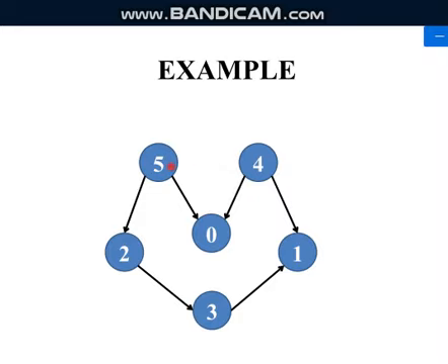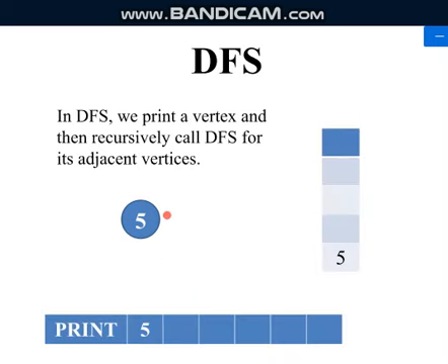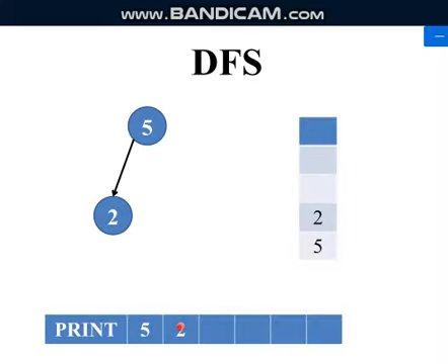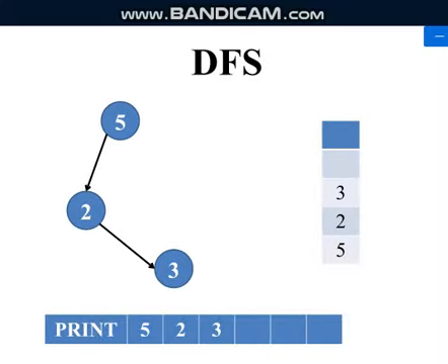So how did you proceed? 5, 0, 2, 3, 1 and then 4, isn't it? Or you can have 5, 2, 3, 1, 0 and then 4, isn't it? So this is how the DFS works. Let us just go through it. To start with, the first node is 5. From 5 we reach 2. From 2 we reach 3. DFS, I hope you remember, makes use of a stack.